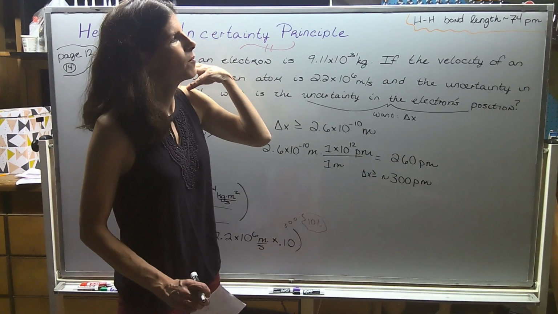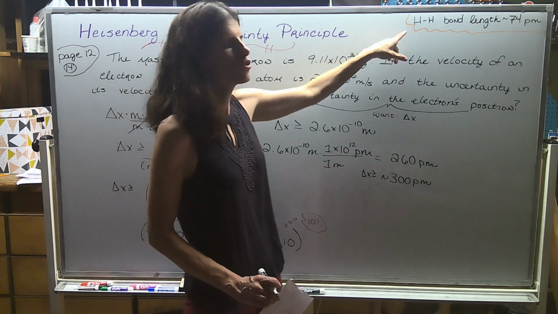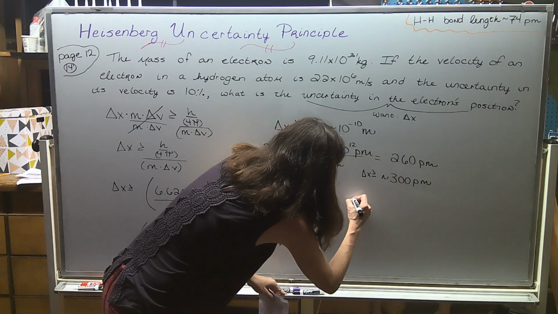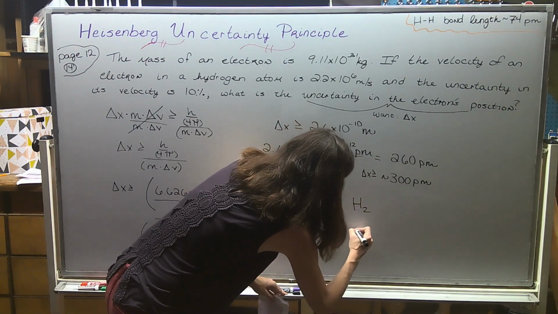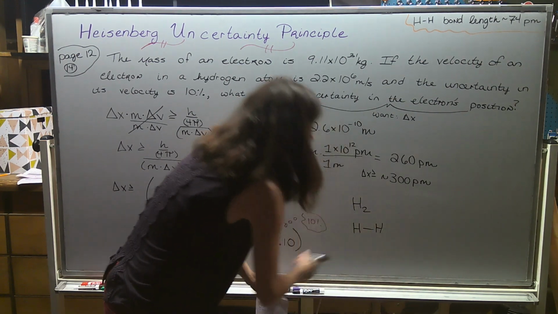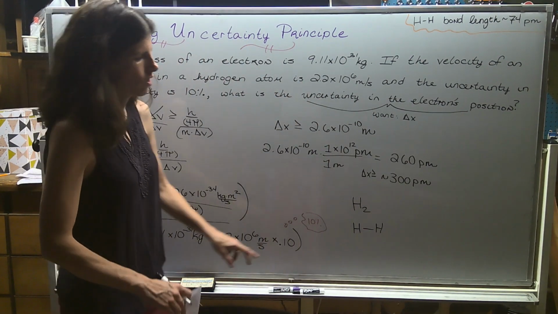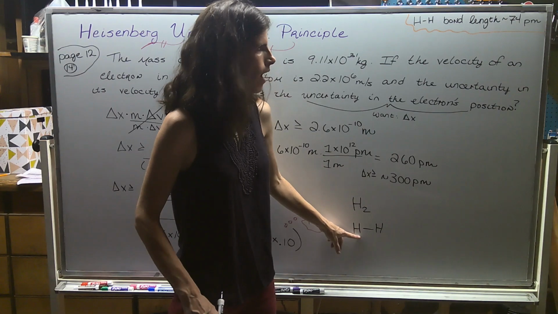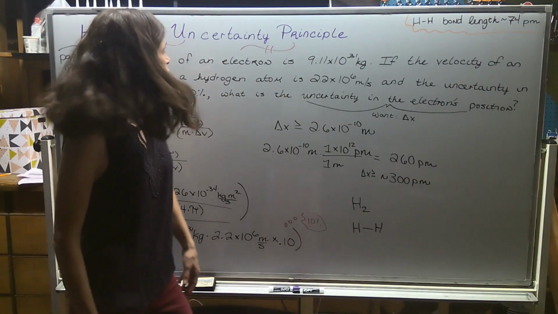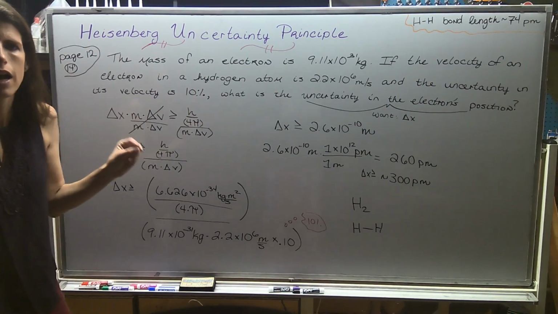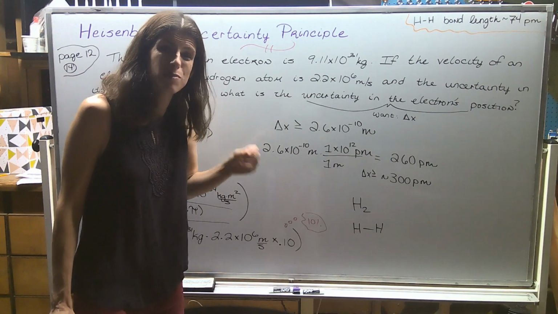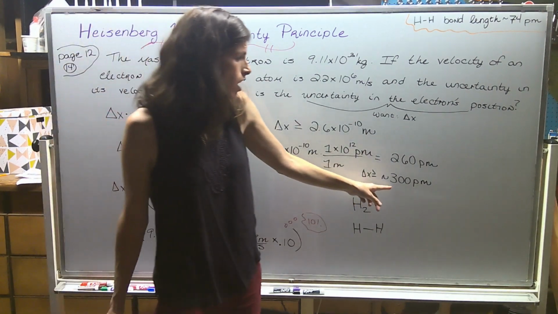Well, I looked up the hydrogen-hydrogen bond length. So diatomic hydrogen, right? Hydrogen gas, so H2. And we always draw it, you know, just bonded to another hydrogen. So the distance between these two hydrogens is around 74 picometers. This problem deals with an electron in a hydrogen atom. The questionable part about its position is 300 picometers.